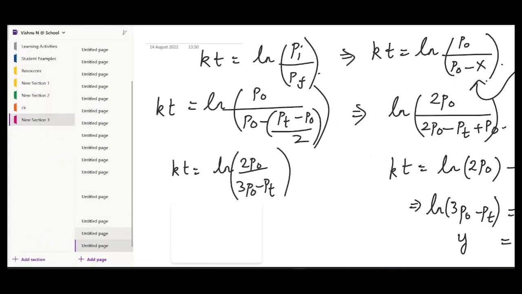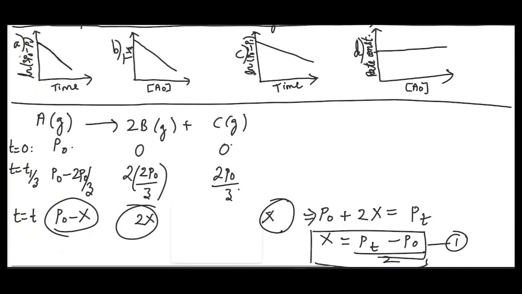So obviously our first option is correct here. So option A is correct because the slope is negative and the line is a straight line. So obviously option C becomes false because it is ln p₀ minus p₁, whereas here we have 3p₀ minus p₁.